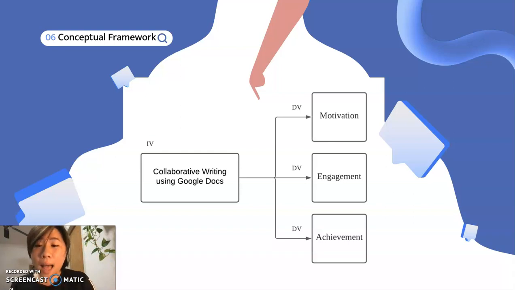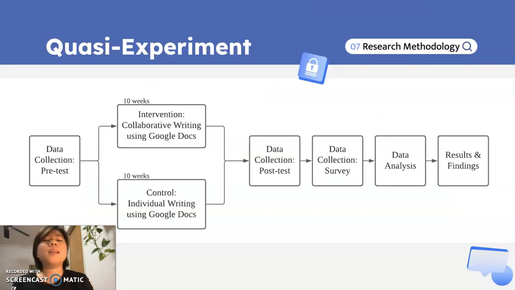Over here, the IV is to do with collaborative writing using Google Documents. So using this as an IV, we're going to look into first DV, motivation, second DV, engagement, and final DV, achievement. Let's have a look at the research methodology. The research methodology here uses a quasi-experimental research.